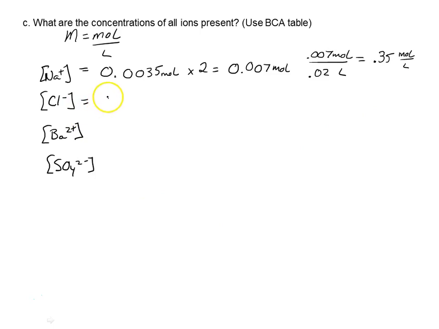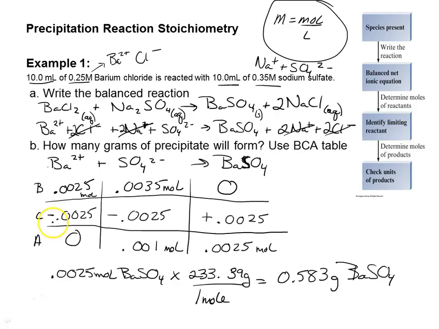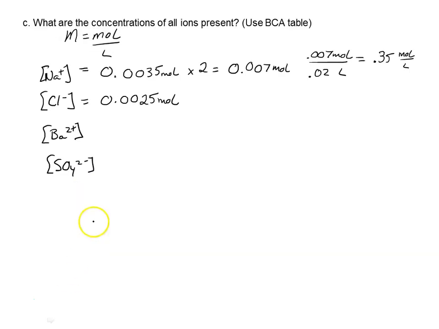Let's do the same thing with the chlorine ions. From my BCA table, I know how many moles of chlorine ions I have. Why is that? Because of the barium chloride right here. Barium chloride split up into barium and chlorine ions. So the concentration of barium ions is the same as my concentration of chlorine ions, except here we also have 2. So there's 2 Cl right there. So I've got 2 moles of chlorine ions. So it's not just 0.0025, it's 0.0025 times 2. So that's going to give me 0.005 moles.